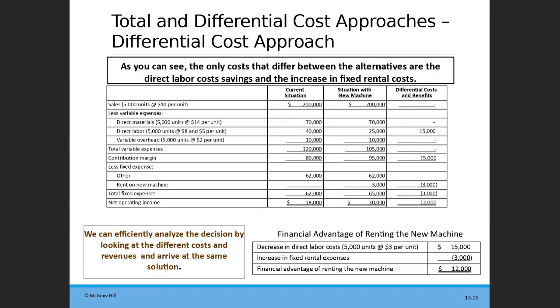The only costs that differ are the direct labor and the fixed rental cost. So that's pretty easy. Instead of listing all of this stuff and getting all these different numbers together, I can just look at the differential costs, the things that are different: decrease in direct labor, increase in rental, financial advantage $12,000. So I didn't really need to do all of that.